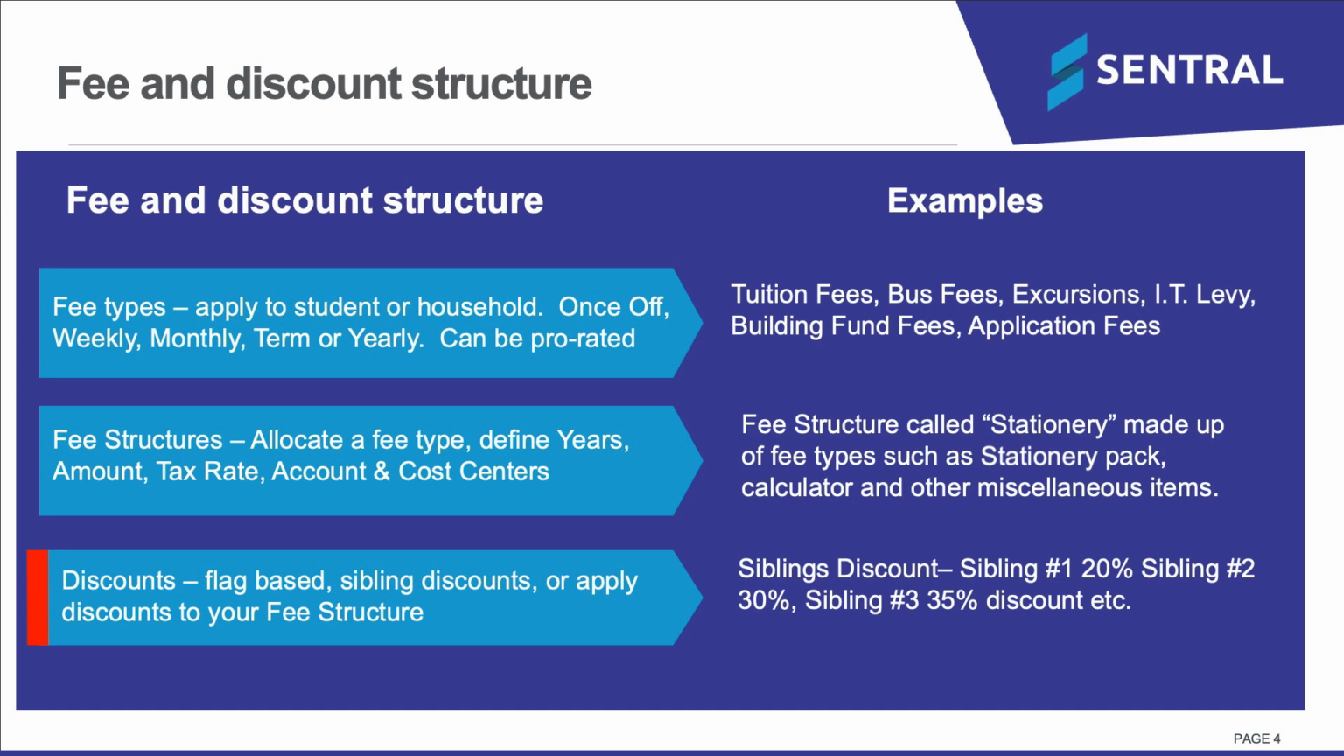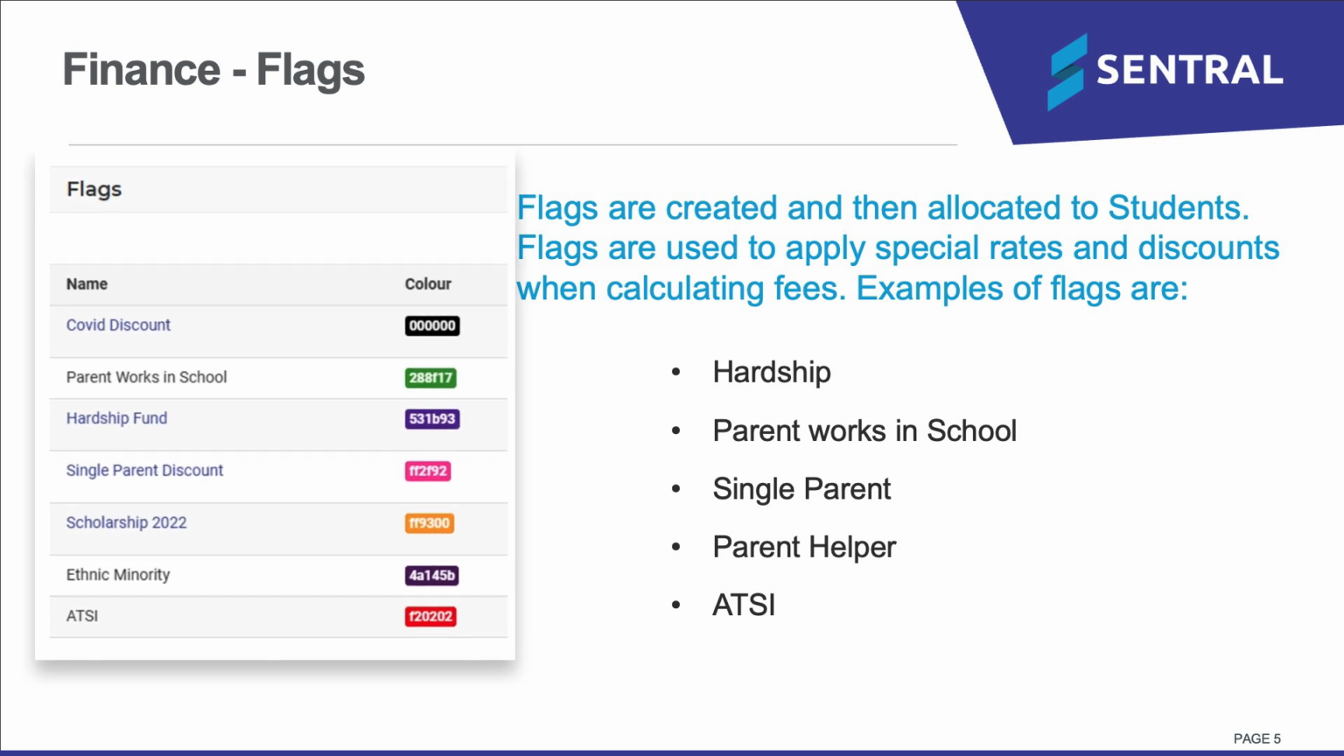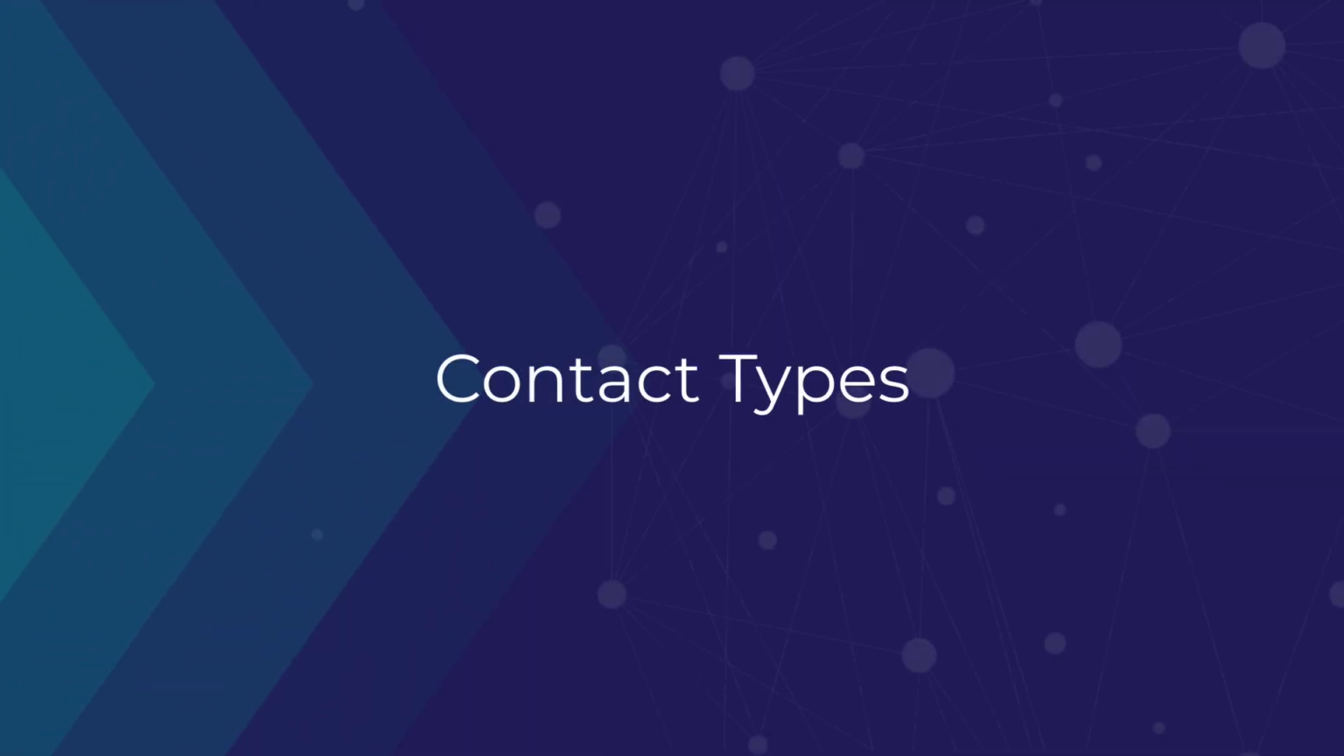Discounts can also be applied. Common discount types include flag-based and sibling discounts. For example, you might apply a staggered discount depending on the number of siblings in a family at your school. Flags can easily be created and then allocated to students. Flags are used to apply special rates and discounts when calculating fees.